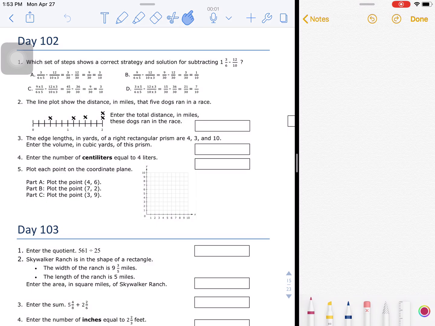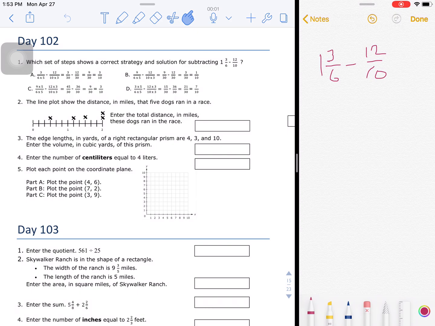So let's read problem number 1. Which of the steps shows a correct strategy and solution for subtracting 1 3/6 minus 12/10? As I look at our problem, I have 1 3/6 minus 12/10. That problem shows me, number one, it's a subtraction problem. Number two, I see that there's an improper fraction for the second fraction. And I also know that I have to have a common denominator.